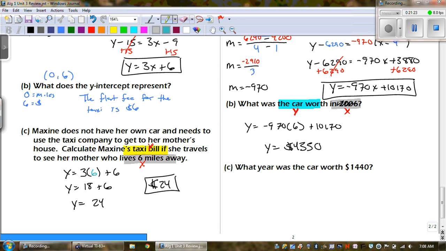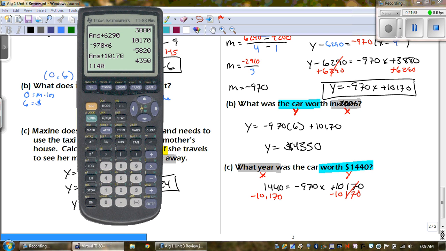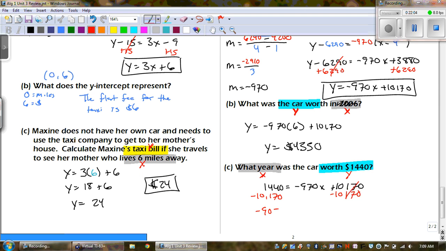Okay, and the next one is saying, what year was the car worth 1,400? So remember, what year, that's our x, and that's our y. Okay, so now we're trying to figure out what x is. Now we're doing the exact opposite. Okay, to solve for x, following SADMAP, we got to subtract that 10,170.